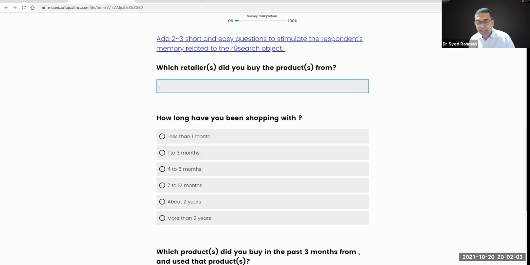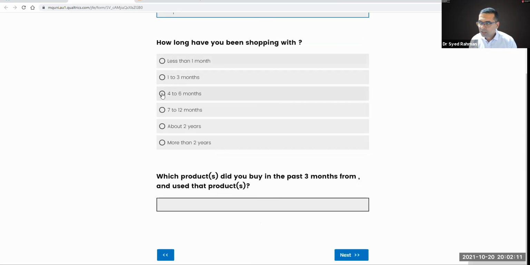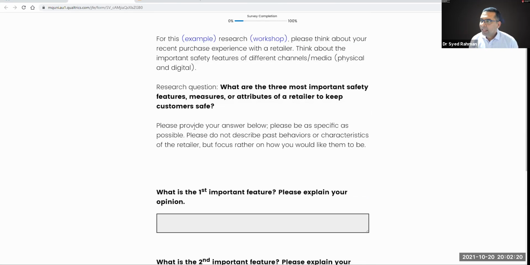Now, where did that experience occur? For example, if I say Kohl's, a retailer, then how long have you been shopping there? What products do you buy? I'm just stepping through it. And then here is the first research question. For example, in your example research workshop: please think about your recent purchase experience with a retailer. Think about the important safety features of different channels, media, physical and digital. It's just a research context.